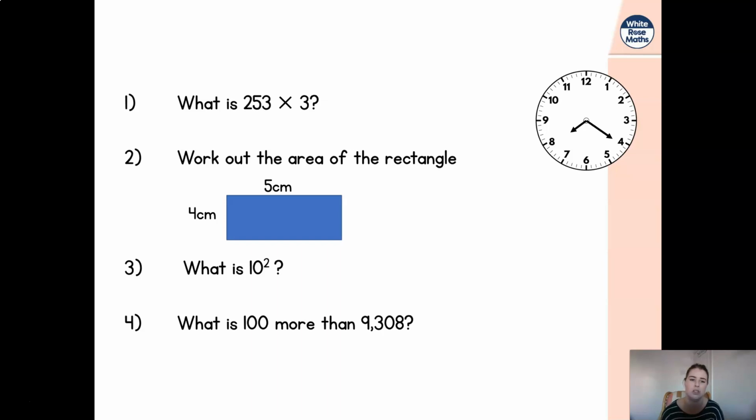Okay, so what is 253 multiplied by 3? It's going back to our multiplying 3 digits by 1 digit, so you need to make sure you use your column multiplication. Your answer should have been 759.